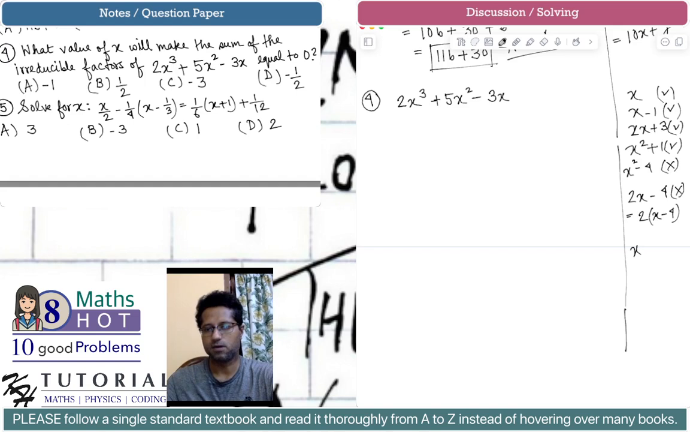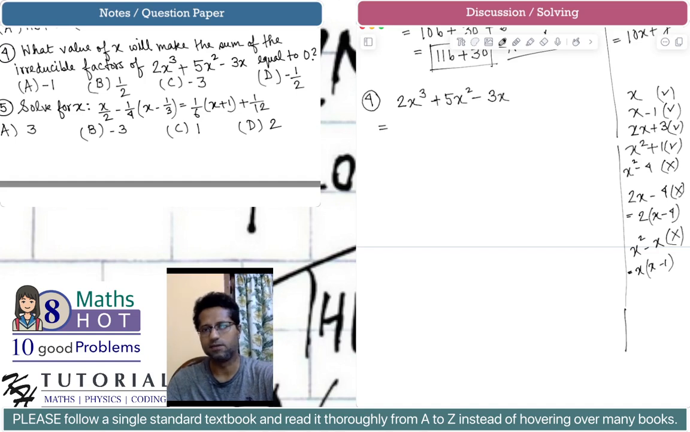Similarly, x square minus x is also not an irreducible factor because we can see that this is equal to x into x minus 1, and we are seeing that x square minus x can be further factorized to x into x minus 1. I hope it is now clear what an irreducible factor is. Okay, now let's factorize this polynomial.